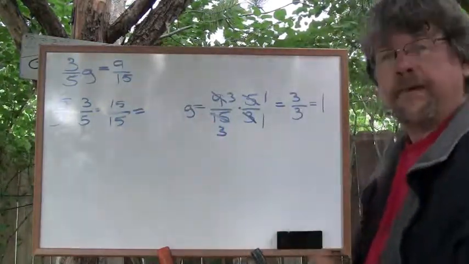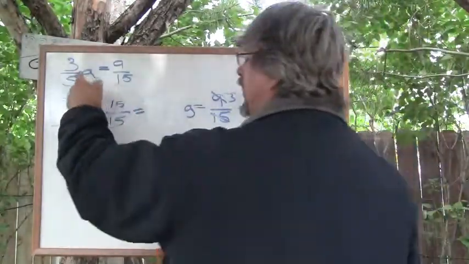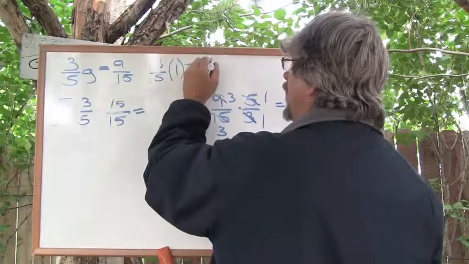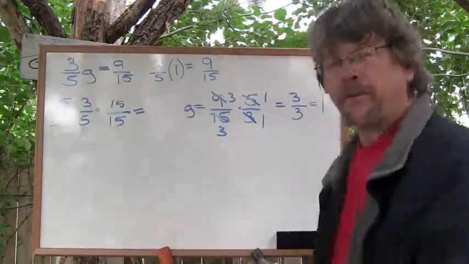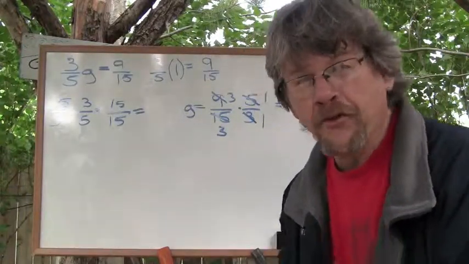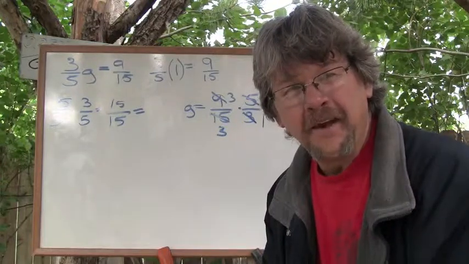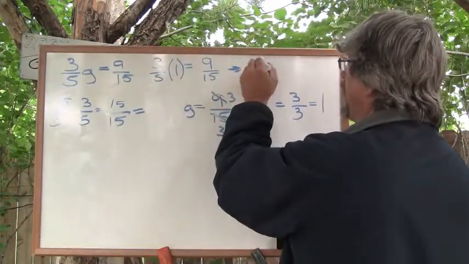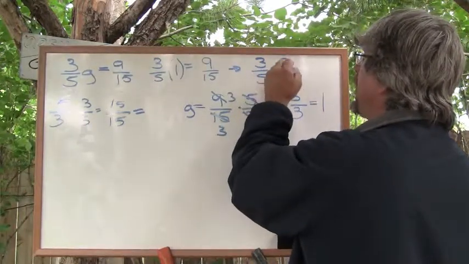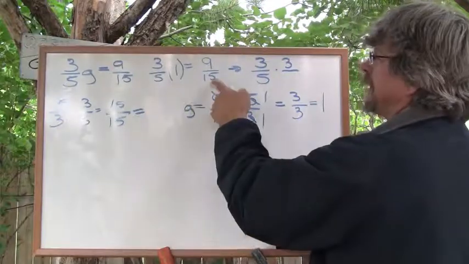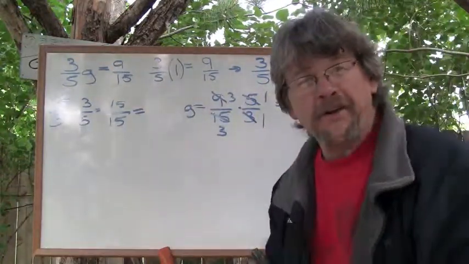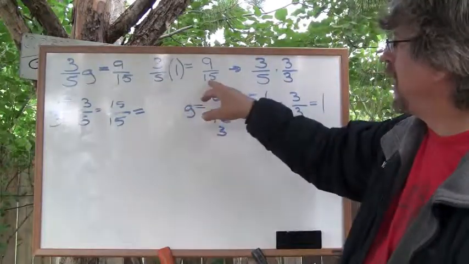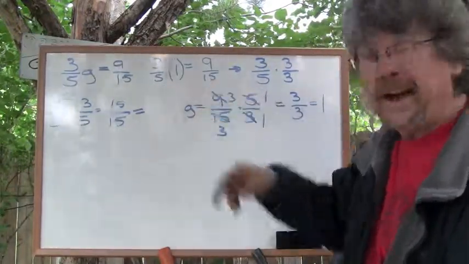3/5 G equals 9/15. G is 1. And why does that work? Let's look at this. 3/5 times 1 equals 9/15. But wait a minute, those aren't the same numbers. Yes, they are. Watch what happens. Remember what the number 1 can be written as? Any number over itself. How does 3 get to 9? By multiplying it by 3. How does 5 get to 15? By multiplying it by 3. But 3/3 is the same thing as 1. So this is simply a true equation. 3/5 is the same thing as 9/15.